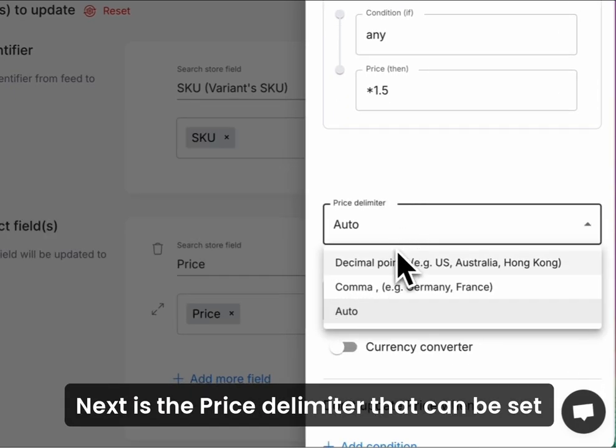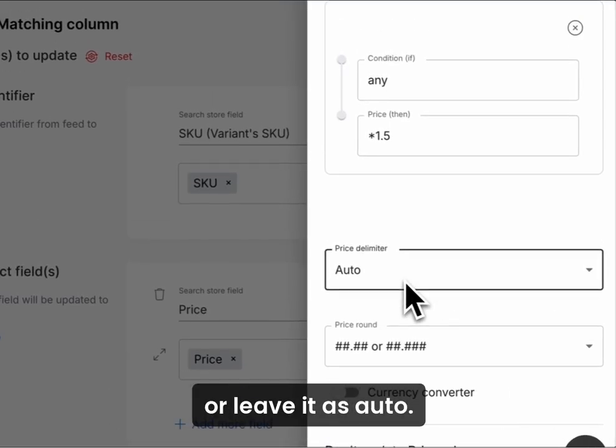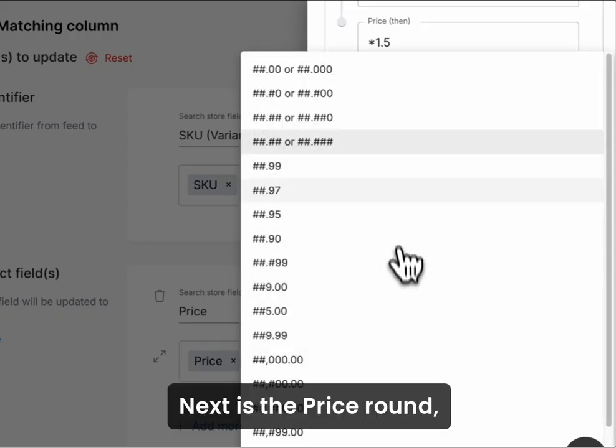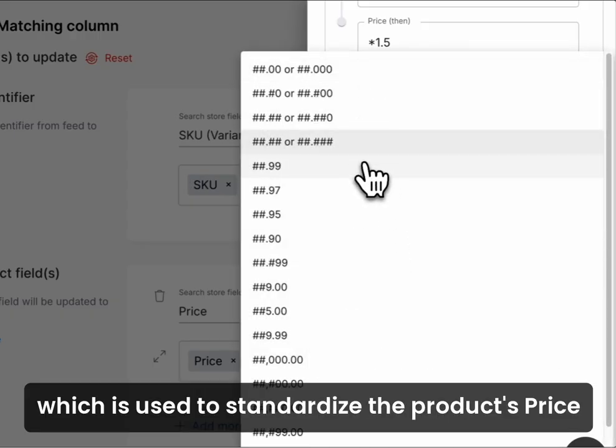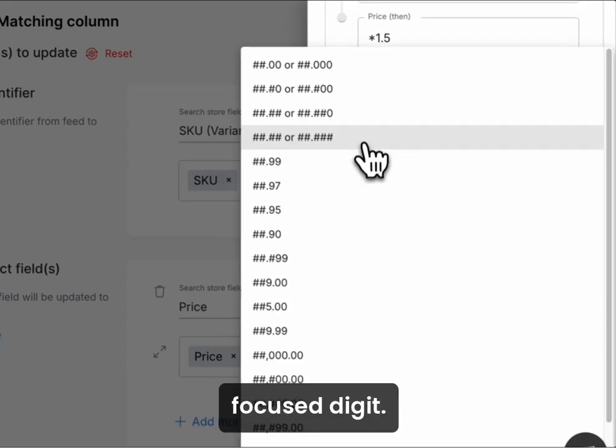Next is the price delimiter that can be set according to preference. Choose from comma or decimal or leave it as auto. Next is the price round, which is used to standardize the product's price if the round number is used too often or the prices do not have a clear focus digit.